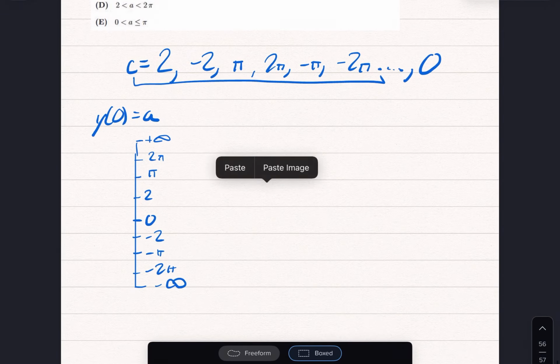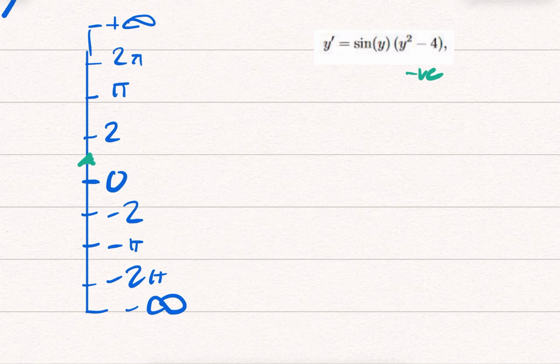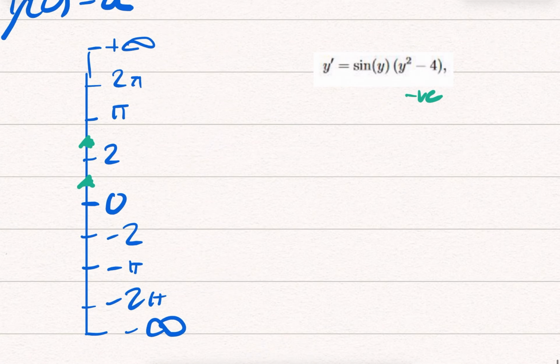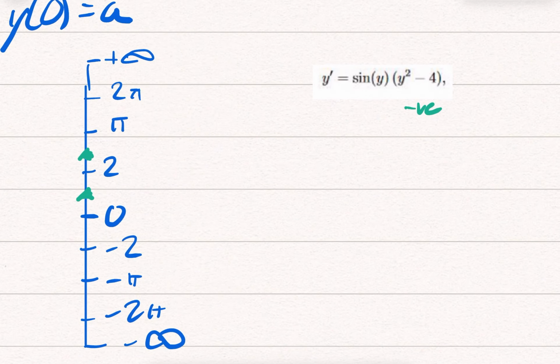If I put in 1, okay, negative, and where's my calculator? Sine of 1 will be a positive number, so I know that I'm going up. Okay, if I put in 2.5, and honestly, this is how I did it. So 2.5 times 2.5 squared minus 4. You'll also get a positive number, okay? And then you'll get for pi. I don't know if this is the fastest way to do it, but this is how I did it.